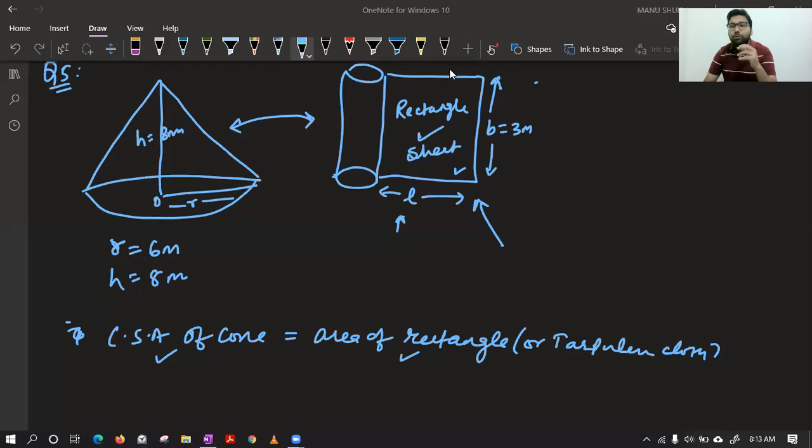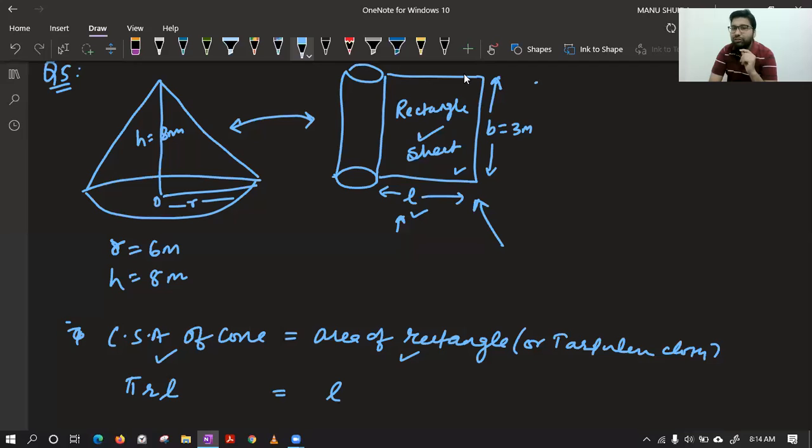Okay. So from that only I got this relation, because to find this length I need to do something. I can't find the length on my own by thinking it should be this much. So we have compared both the areas. Now we need to find the curved surface area, and we all know the curved surface area of a cone is given by pi r l, and the area of a rectangle is given by length into breadth.